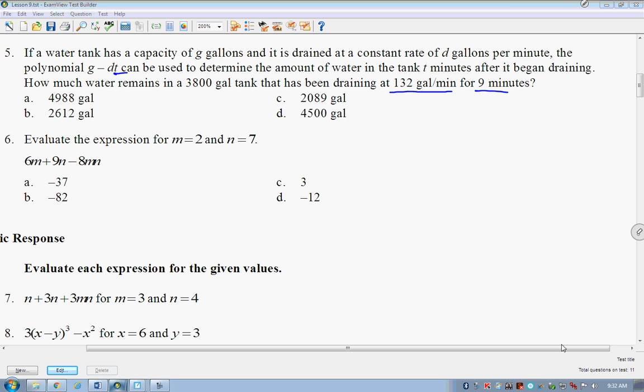Let's use a different color so we can see some of this. Does anybody know what that's used for? What variable? It gives you the information in there. I heard G and I heard D. G, D. Why D? Constant rate of drain, D gallons per minute. Gallons per minute, right? We see that? All right, and I see a 3,800 gallon tank. What is that? Your G gallons. Okay, so now that I've got all of that established, how do I write my equation?